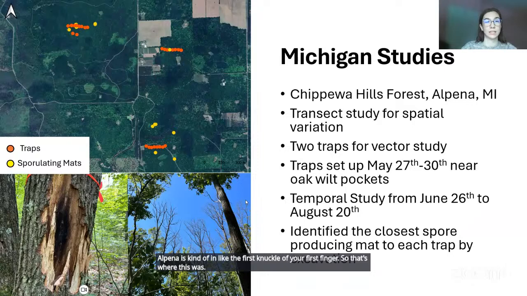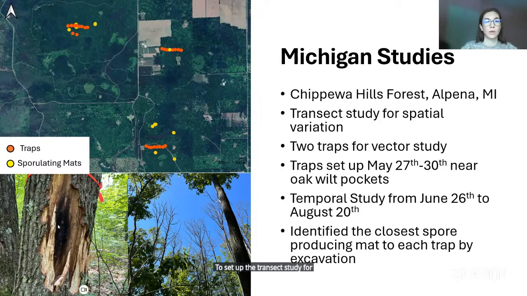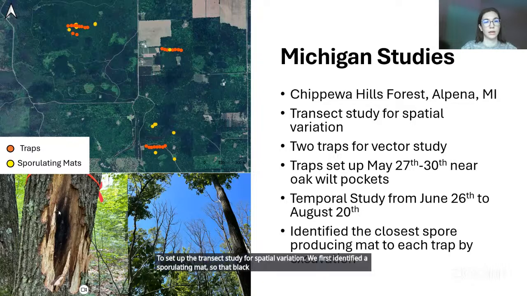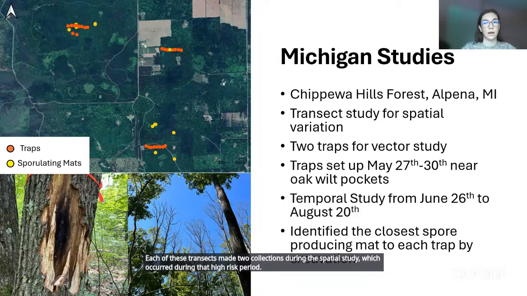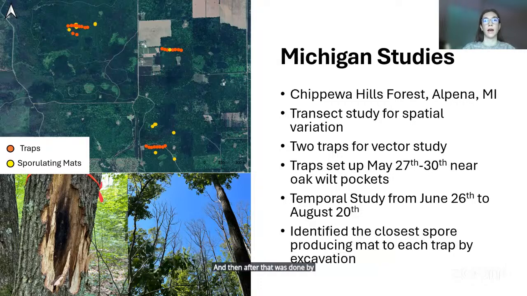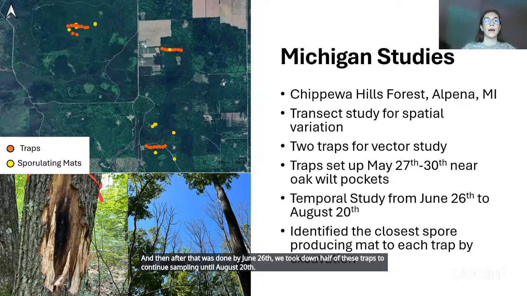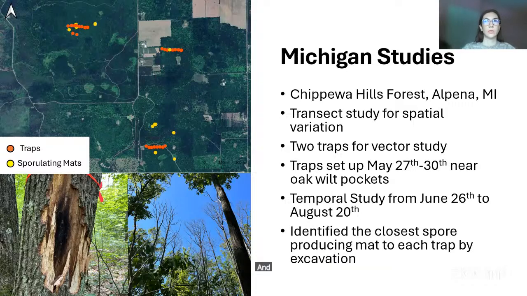To set up the transect study for spatial variation, we first identified a sporulating mat, so that black mat that I showed you earlier. Here's another example in the corner. And then set up our transects, which are these orange dots. Each of these transects made 2 collections during the spatial study, which occurred during that high risk period. And then after that was done, by June 26th, we took down half of these traps to continue sampling until August 20th. And this was able to inform us how these spatial changes also vary through time.